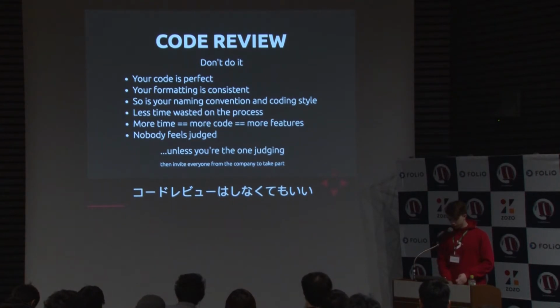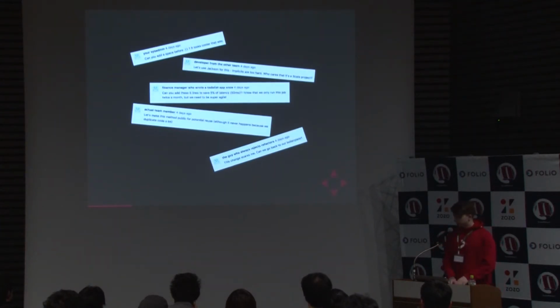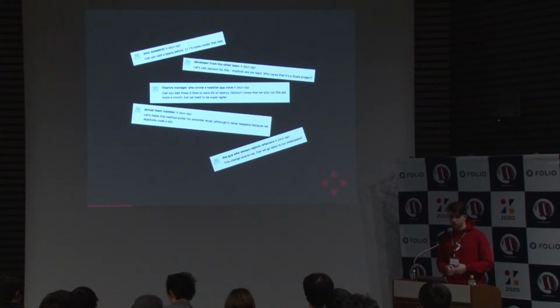So let's look at how we would do it. But first, the code review rule number 1: focus on the least important thing. That's the basic idea. So here are some comments. I'll go through them one by one. They were written by the whole company, basically. And each of them is about a specific trait of code, a quality of code.